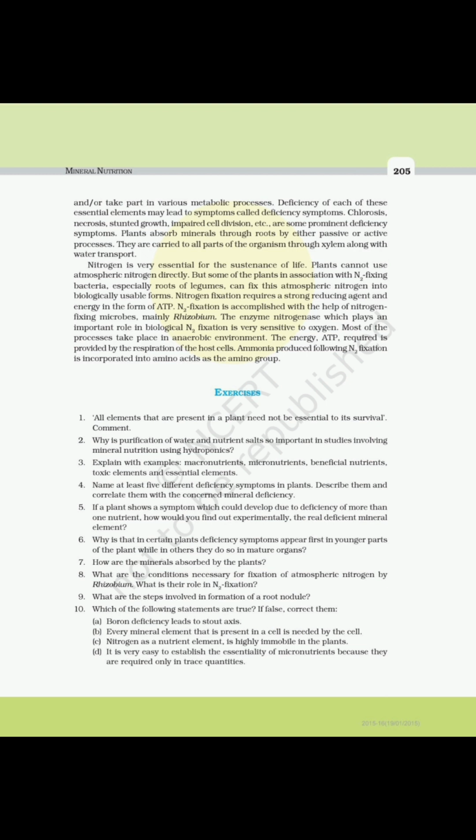The enzyme nitrogenase, which plays an important role in biological N2 fixation, is very sensitive to oxygen. Most of the processes take place in an anaerobic environment. The energy, ATP, required is provided by the respiration of the host cells. Ammonia produced following N2 fixation is incorporated into amino acids as the amino group.